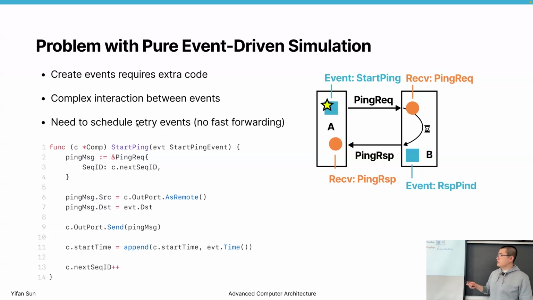Then you need to schedule retry events. If you cannot send something because the buffer is full, you have to retry in the next cycle by scheduling another event. Then if you schedule another event, it's basically even slower than cycle-based simulation. In that case, it's probably better just to use cycle-based simulation, right?